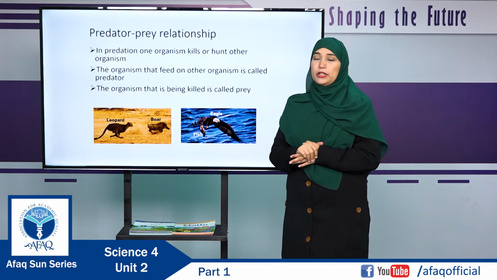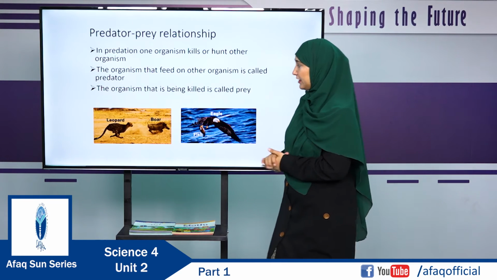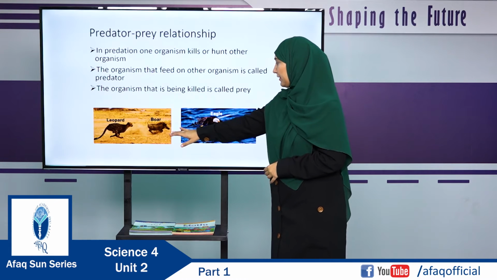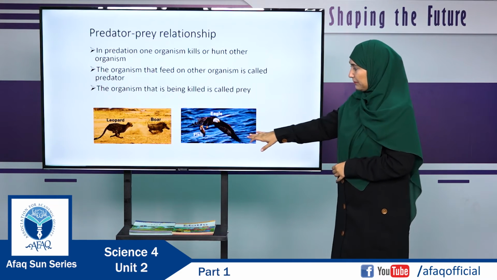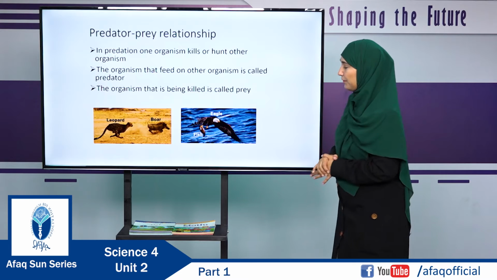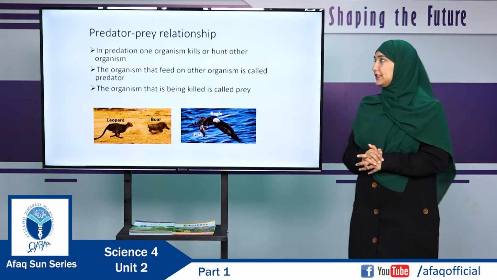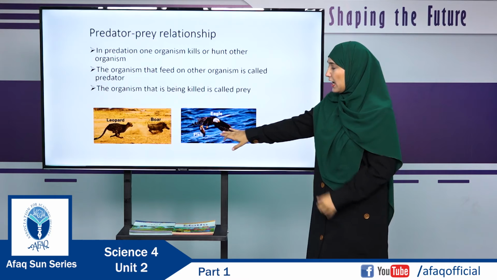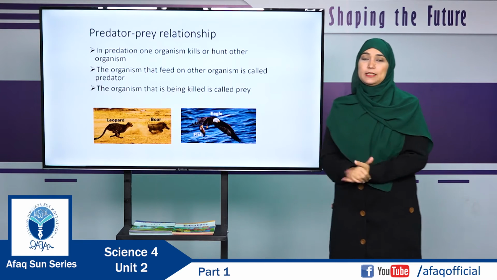If you look at this picture, a leopard is chasing a boar. So what is the predator in this picture? Yes, it is leopard and boar is a prey. If you look at this picture, an eagle is catching a fish. So what is the predator in this? Yes, eagle is the predator and fish is prey in this picture.